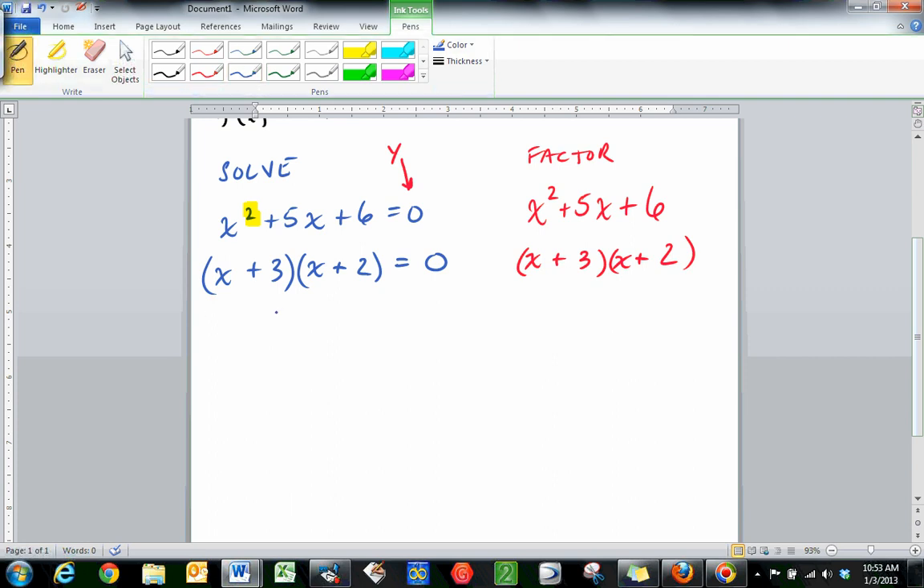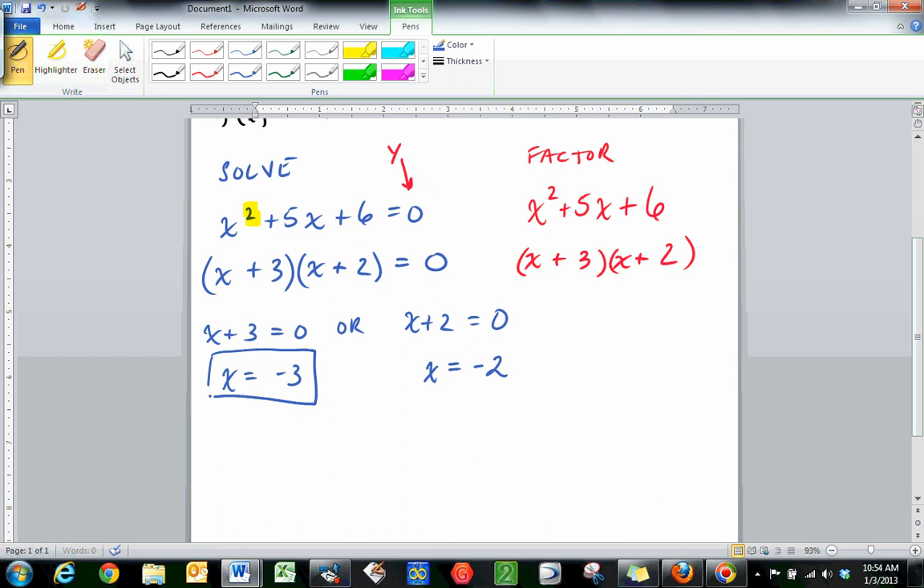I'm going to take the x plus 3, so this is the first term, and I'm going to set it equal to 0. And then I'm going to take the x plus 2 and also set it to 0. Now what I've created are two individual linear equations that are very easy to solve. And so if I subtract 3 from both sides, I get x is equal to negative 3. And if I subtract 2 from both sides, I get x is equal to negative 2.